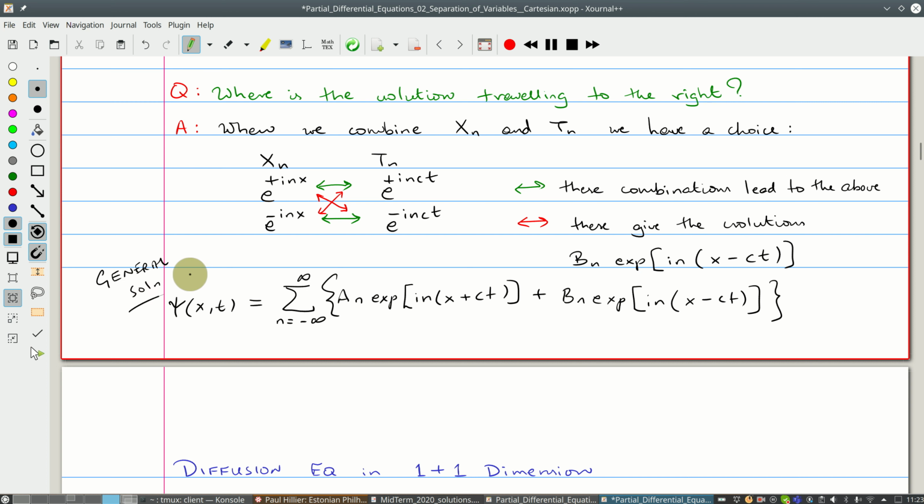All right. Now what don't we know in the general solution? We don't know what a_n is, what b_n is. c is part of our differential equation. It's a constant we know. And the sum goes over all n's. That's all I can say at this point. To find out more, we need the boundary conditions and we need the initial condition.